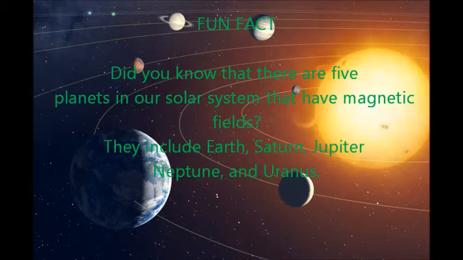Did you know that there are 5 planets in our solar system that have magnetic fields? They include Earth, Saturn, Jupiter, Neptune, and Uranus. Once again, thank you for waiting patiently during the break. Now we will have Cameron explain how to solve a problem dealing with solenoids.